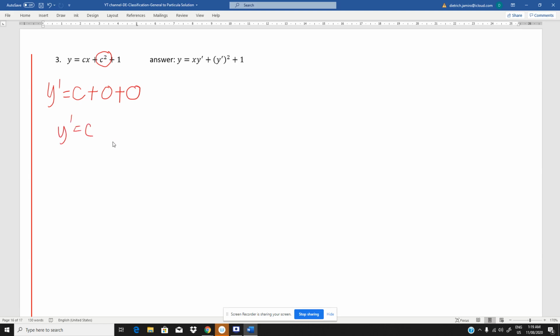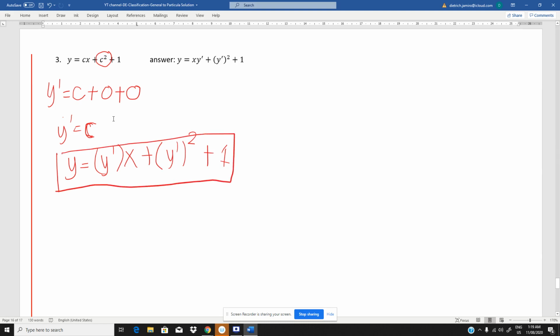Take note, we have to eliminate our arbitrary constant. So we should substitute y prime for c, our arbitrary constant. By substituting, we will have y is equal to y prime multiplied by x, plus y prime raised to the power of 2 plus 1. So that's the answer.